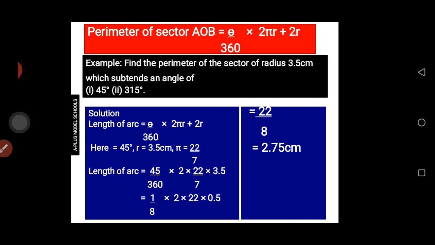So example 1. We are also looking at 2 or 3 examples under this before we end our class for today. Example 1: Find the perimeter of the sector of radius 3.5 centimeter which subtends an angle of 45 degrees and an angle of 315 degrees.